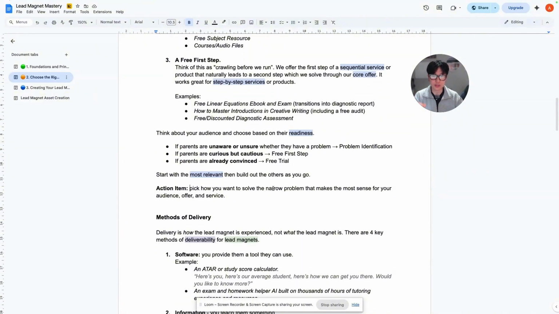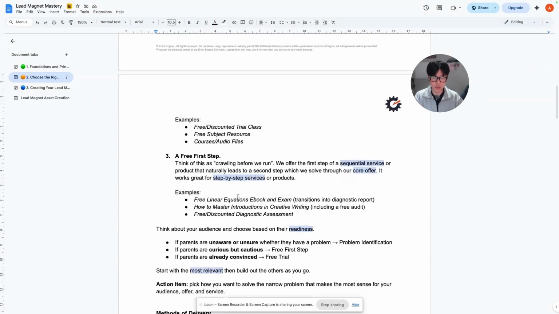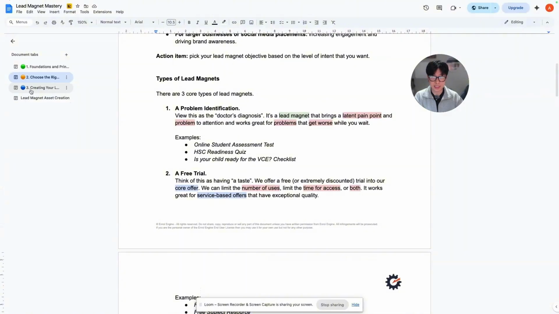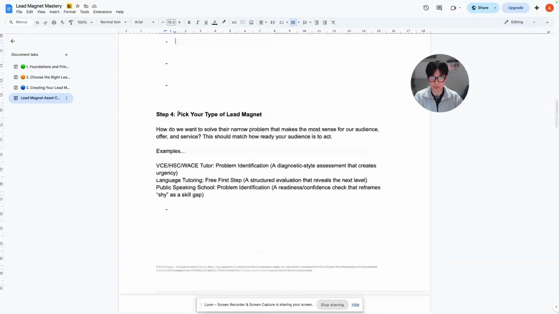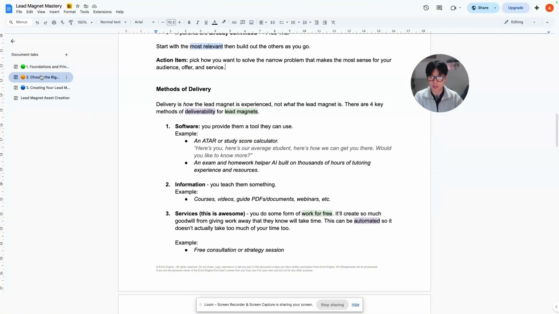So, action step for you. I want you to pick how you want to solve the narrow problem that makes the most sense for your audience or offer or service. In other words, I want you to pick a type of lead magnet. So this should be step 4: pick your type of lead magnet. How do you want to solve their narrow problem in a way that makes the most sense for them? It should match how ready your audience is to act. We have some examples here for you.